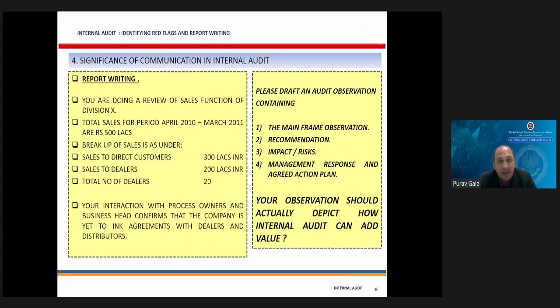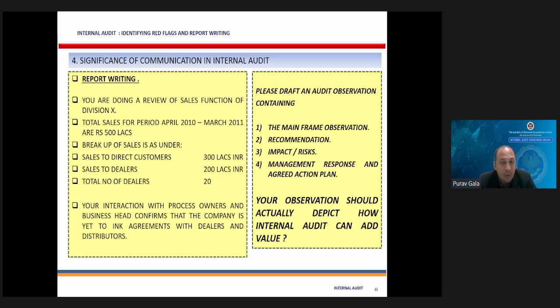Okay, let's do the last example for the day before we wind up. I want you to actually draft an observation on this data point. You're doing an audit review for a sales function of division X. Sales is for the period April 10 to March 11: 500 lakhs, 5 crores. Out of which I'm selling to direct customers 3 crores, to distributors 2 crores. Number of distributors: 20.